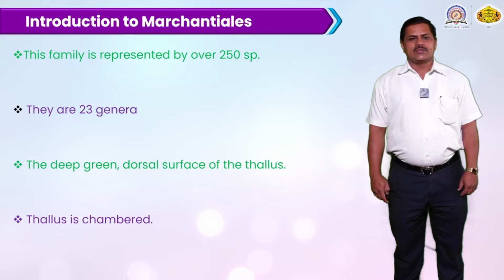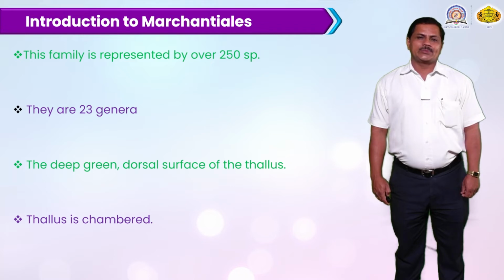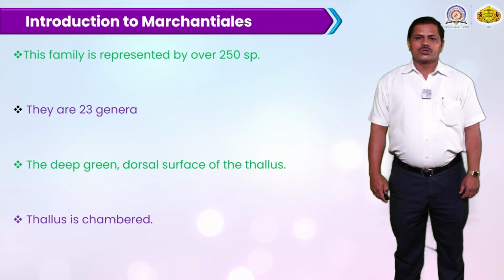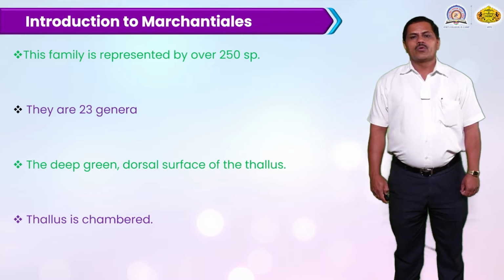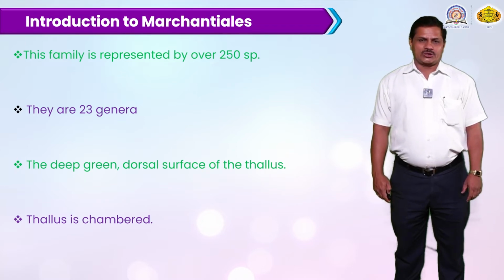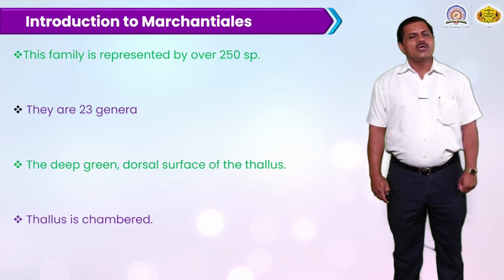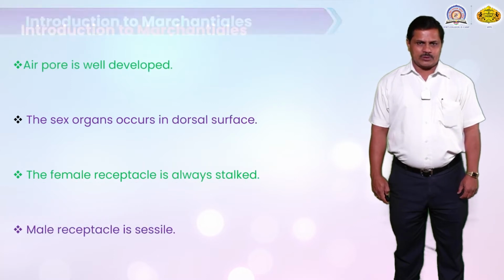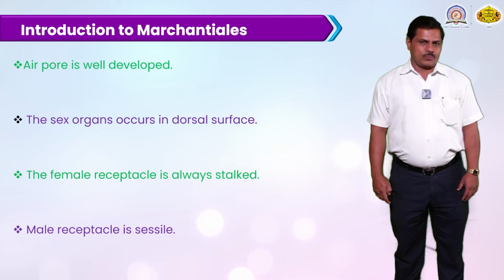First, the introduction of Marchantia. Now, this family is represented by about 215 different species. They are distributed in India as well as worldwide. About these 215 species, there are about 23 genera included. The plant body is deep green, with a deep green dorsal surface of the thallus. The thallus has chambers, which are present to store reserve water inside them. Then air pores are well developed on the surface of the thallus of Marchantia.